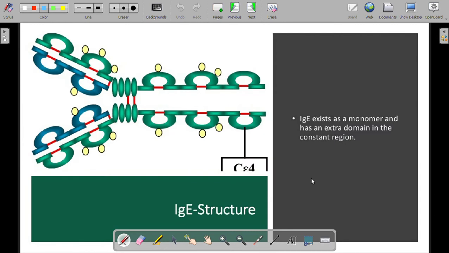Next, IgE structure: it exists as a monomer and has an extra domain in the constant region, that is C epsilon 4. Okay, C epsilon 4 is the extra region. This is an important point.